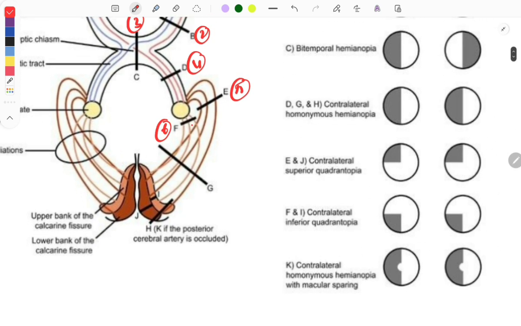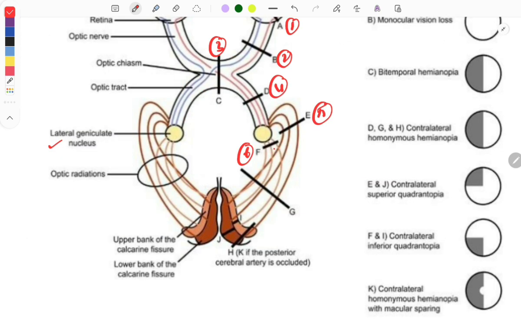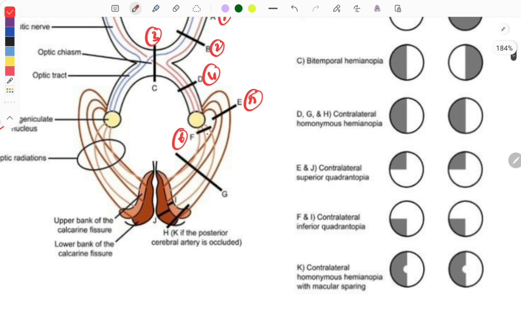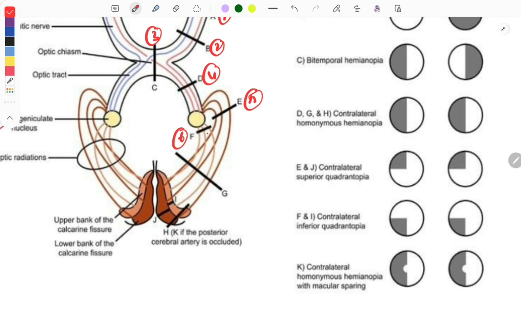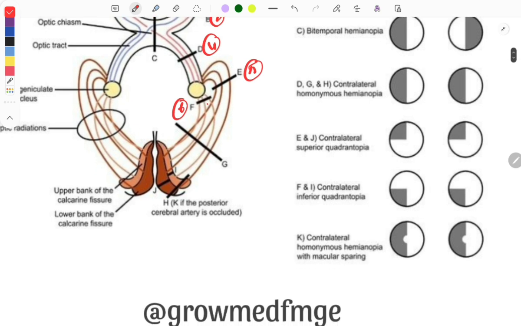Okay, so if E is involved, that is the lateral geniculate nucleus, and if this is involved, then we can see the lesion as contralateral superior quadrantanopia. As you can see here, those superior quadrants are involved and there is loss of vision. This appearance is also called a pie in the sky appearance.